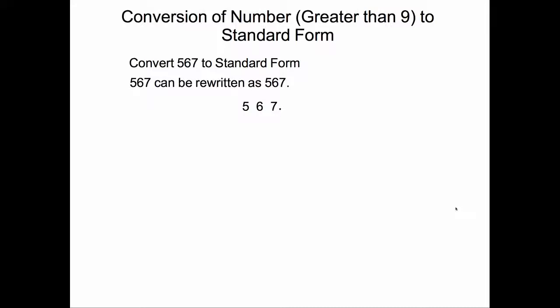Recall that the standard format has a number multiplied by 10 to the power of index. So I have to introduce 10 right now as a base to the power of 0. Why 0? Because 10 to the power of 0 is 1, and any number multiplied by 1 is still this number. This is an important step because this step brings us to the next one, where we have to shift the decimal point to the left.